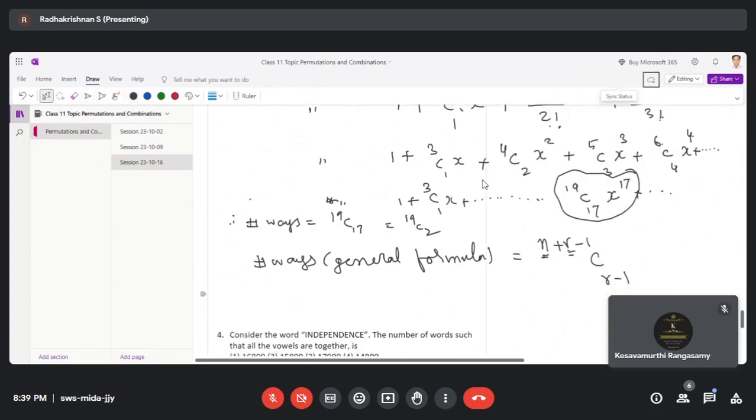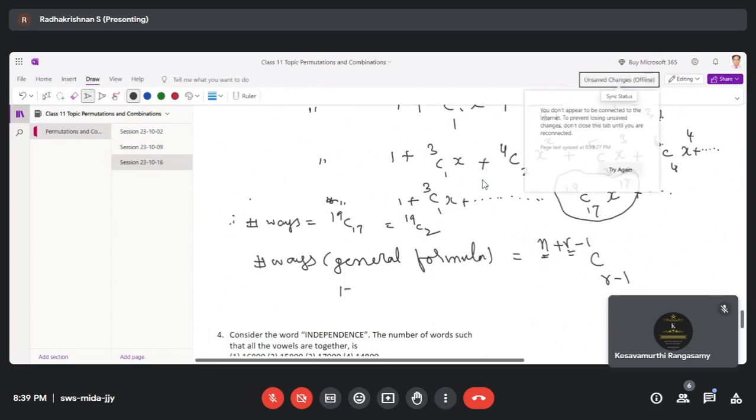Basically, using this formula, what we can do is, since each student needs to get at least one chocolate, you give away one chocolate each. So then there are only 17 chocolates to be divided among 3 students. Yeah, apply the general formula in that case.